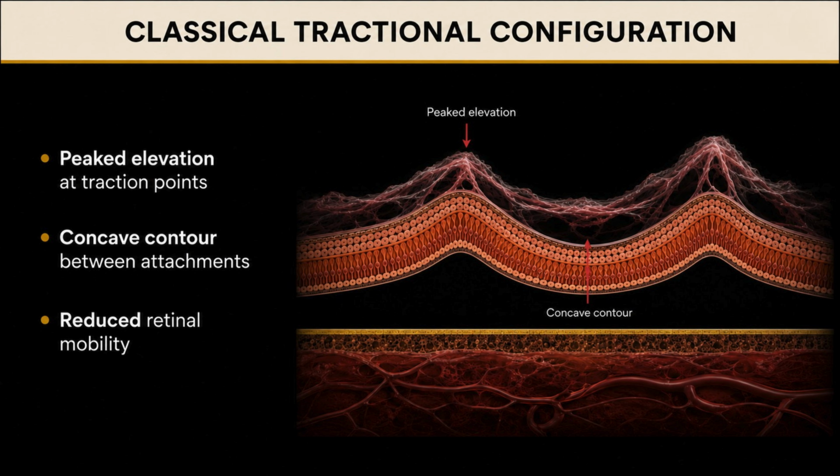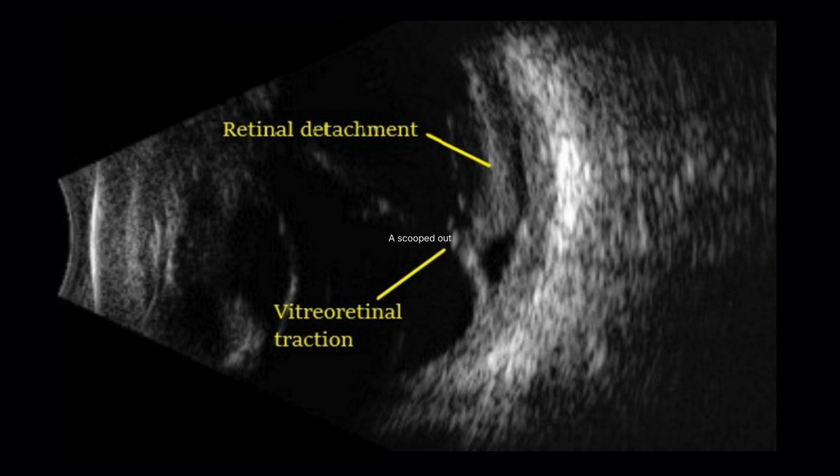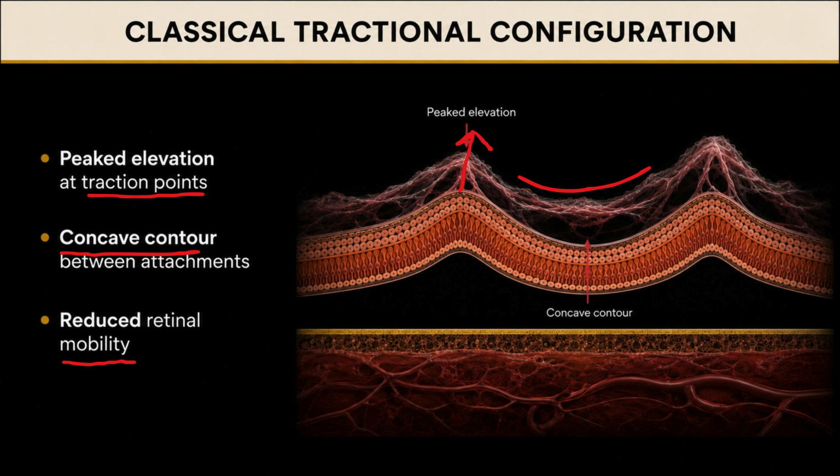Let us see how these tractional forces alter the shape of the retina. In a classical pure tractional retinal detachment, the retina is pulled at specific points where the posterior vitreous or the fibrovascular tissue remains firmly attached. Because of these fixed attachment points, the retina does not lift as a single smooth sheet like what we saw in rhegmatogenous retinal detachment. Instead, it forms a characteristic configuration. The most typical appearance is tenting or peaked elevation at the sites of strongest traction, with the retina between these points forming a concave or a scooped out contour. This gives the classical tractional pattern.